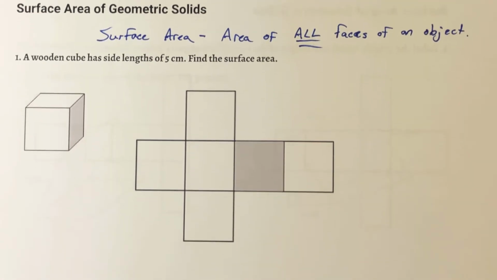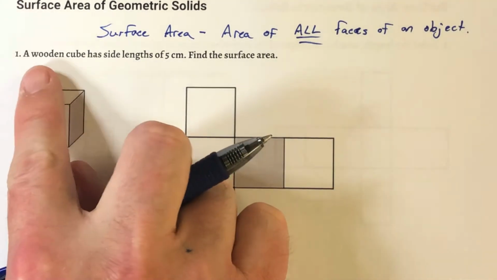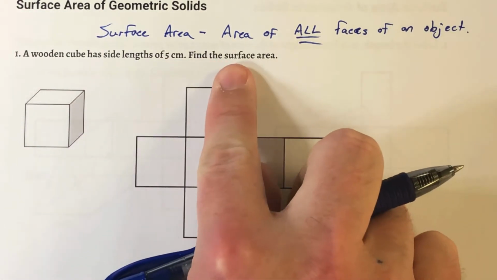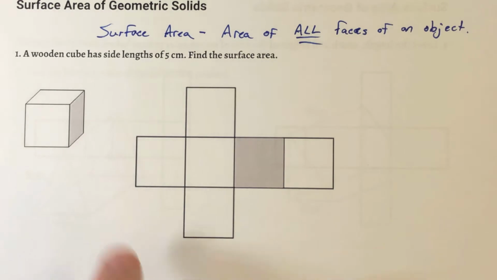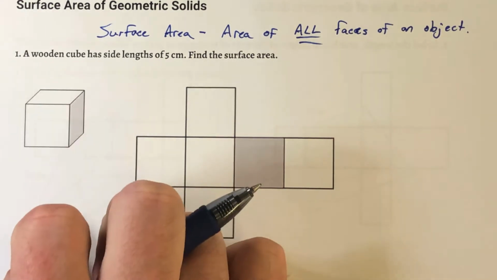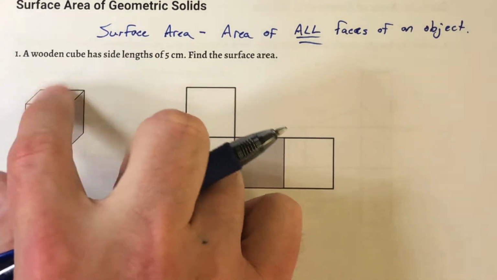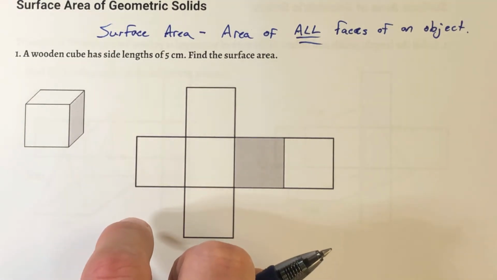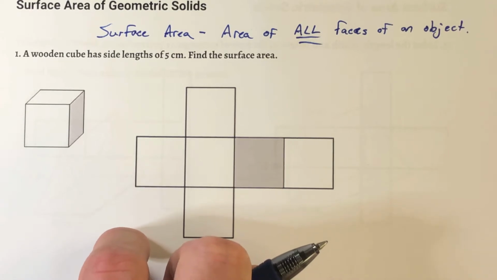So, example 1. We have a wooden cube. It has side lengths of 5 centimeters, and we're going to find the surface area. That means I don't want the area of just the front square. I don't want the area of just the right, or the top, or the back, or the bottom, or the left. I want all faces, all surfaces, and then add them together.